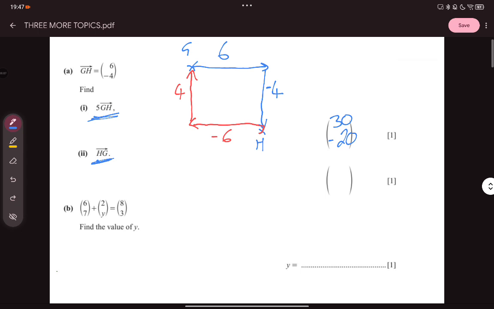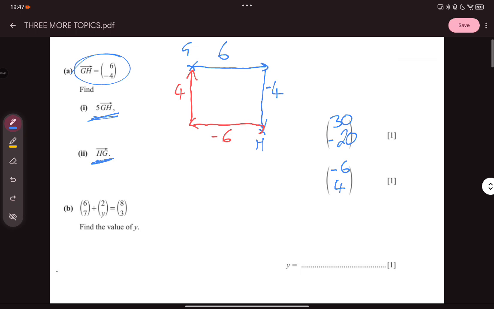So 6 across, 4 down to go from G to H. To go from H to G, across, I have to go negative 6. So 6 to the left and then 4 up. So H to G is negative 6, 4. Now, do you notice that GH was 6, negative 4? All we've done to go back in the opposite direction, to go H to G, is reverse the signs. So negative becomes positive, positive becomes negative.